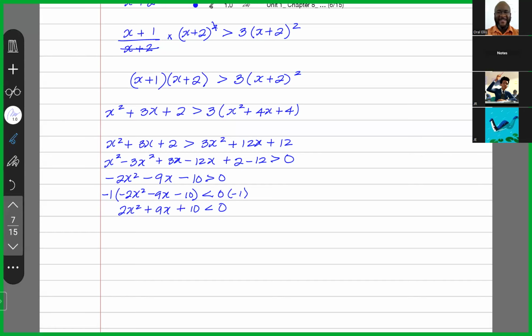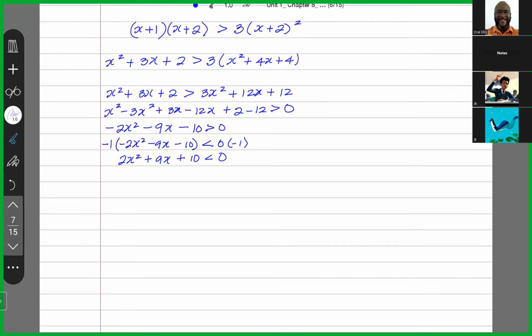All right, so now let's simplify. Now this is a quadratic inequality. In order to solve a quadratic inequality, I could use the sign table method, or I could use the graphical method. In both cases, I would need the critical values. Now, the critical values are the values of x for which 2x squared plus 9x plus 10 is equal to 0.